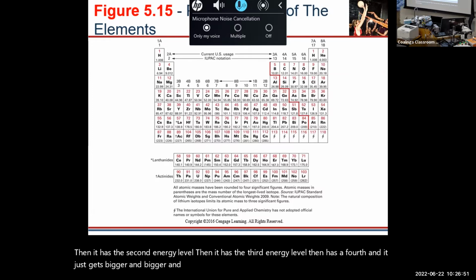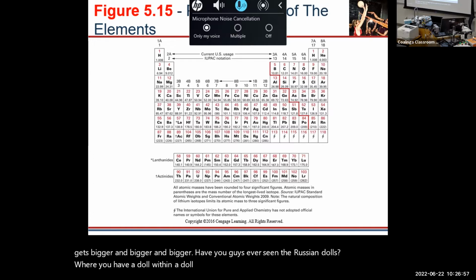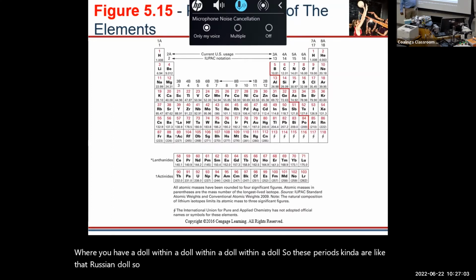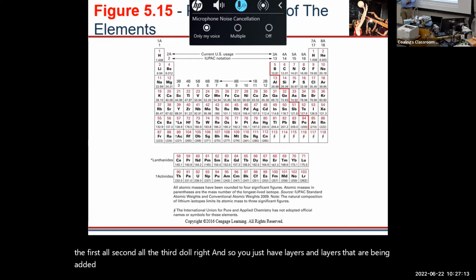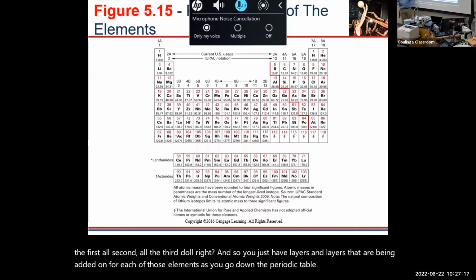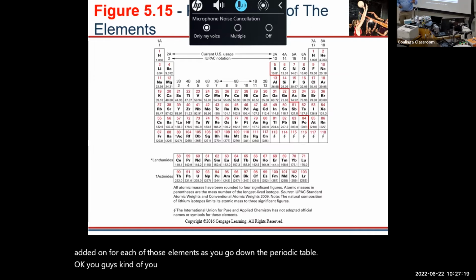Have you guys ever seen the Russian dolls? Where you have a doll within a doll within a doll. These periods are kind of like that. That's the very first doll, then the second doll, then the third doll, right? So you just have layers and layers being added on for each of those elements as you go down the periodic table. You guys kind of understand that, you see what I'm getting at.